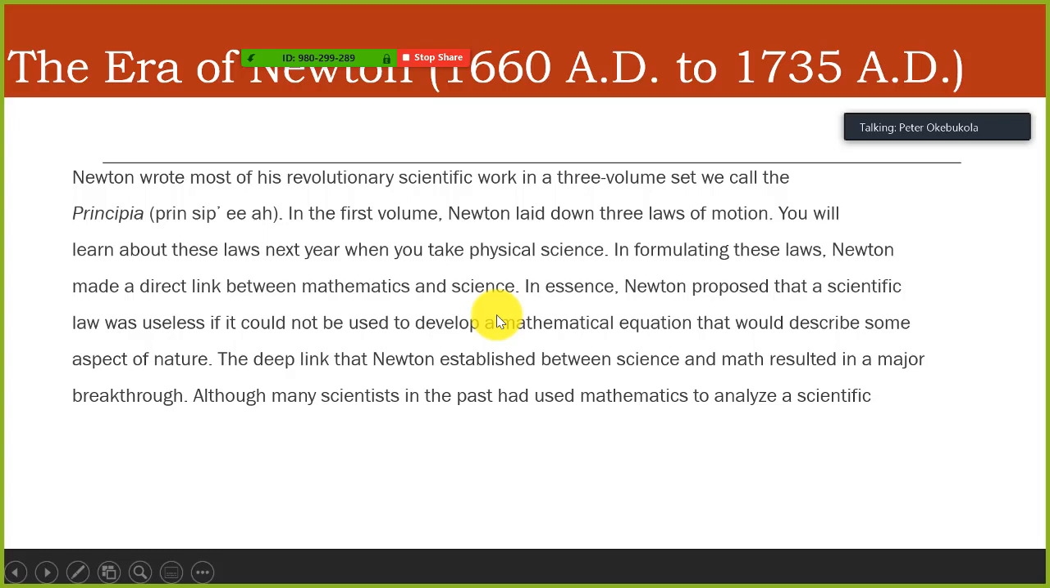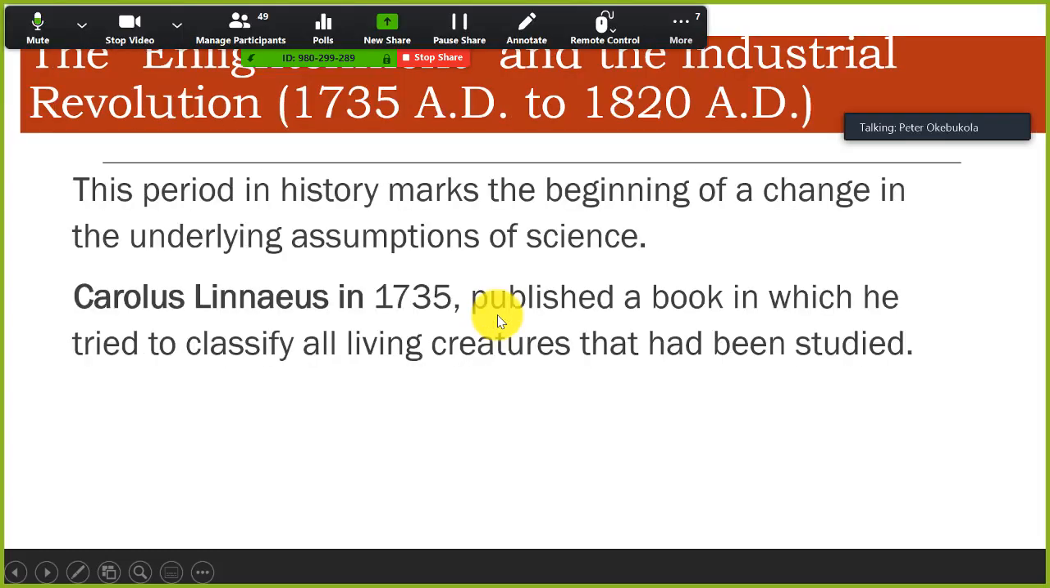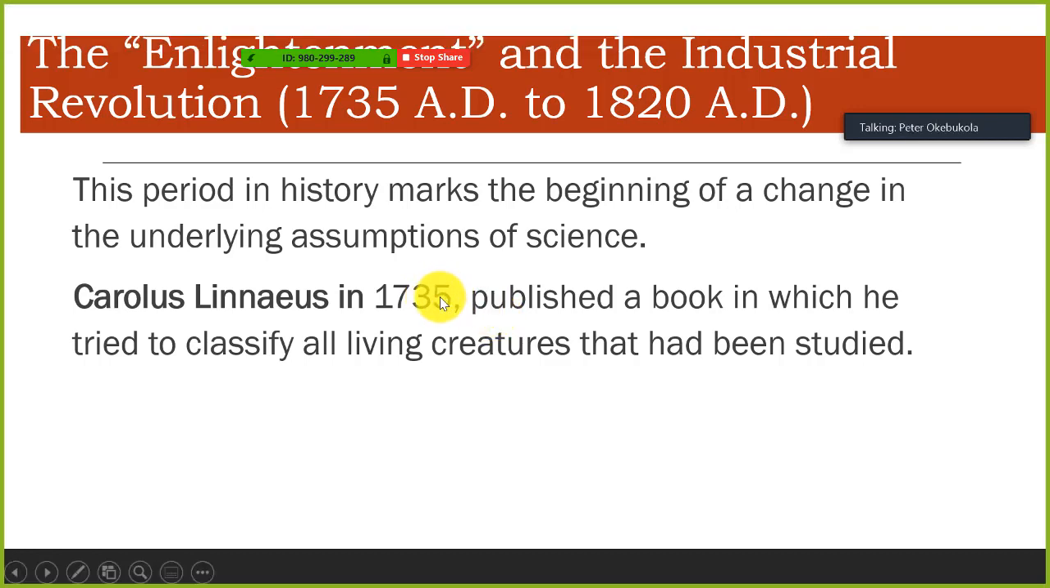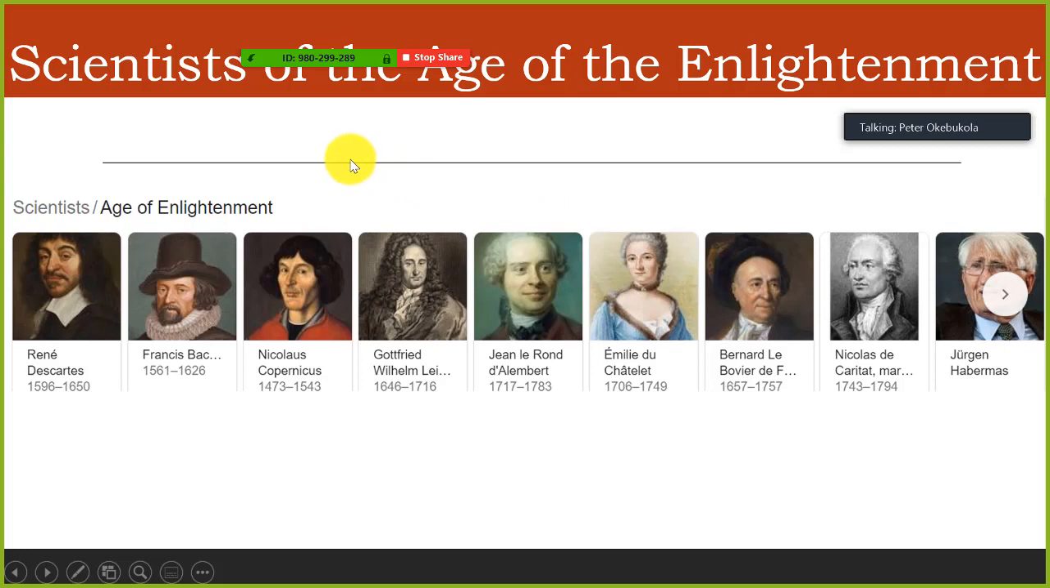So now we have the era of Isaac Newton, this period, and then the Enlightenment came on. The Enlightenment and the Industrial Revolution. That accelerated science. And science also accelerated engineering and technology, even mathematics. So Carl Linnaeus published his book which classified living creatures during this period. And to move very fast in my narration, now these are the scientists of the Age of the Enlightenment. René Descartes, Francis Bacon, Nicolaus Copernicus, Lambert, Chatelet, and all of this. So you can see them, Habermas. These were scientists.